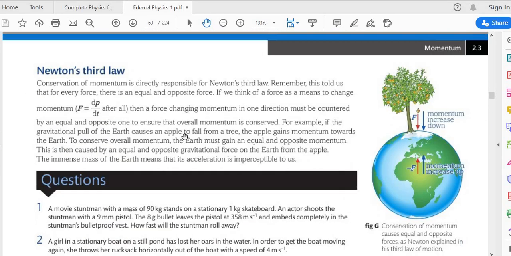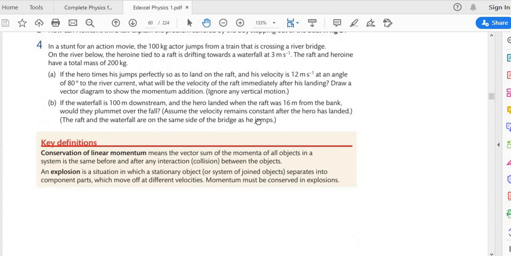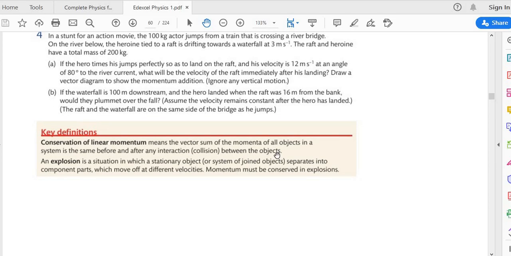Okay. Then again, these Newton's laws I have explained in detail in a separate video, and this is the final one, the principle or law of conservation of linear momentum. It means the vector sum of momenta of all objects in a system is the same before and after any interaction or collision between the objects. And by the way, it's also important to mention in a closed system, or provided there is no external resultant force.